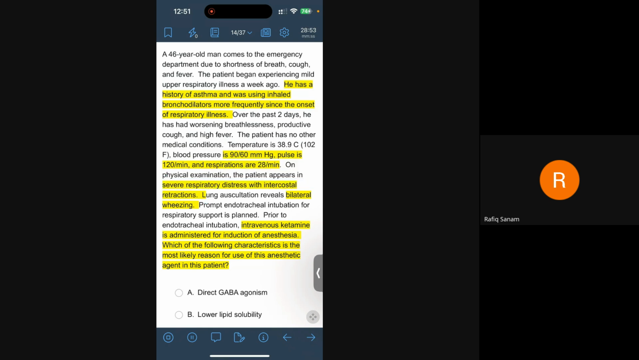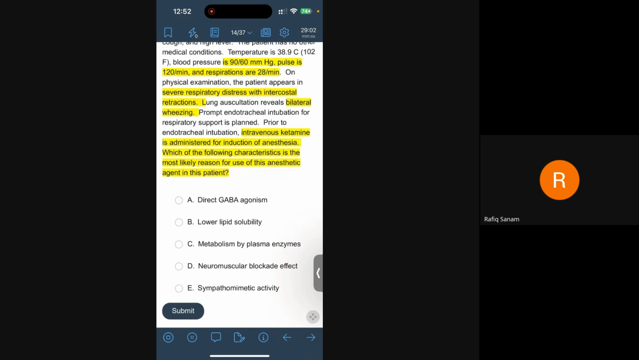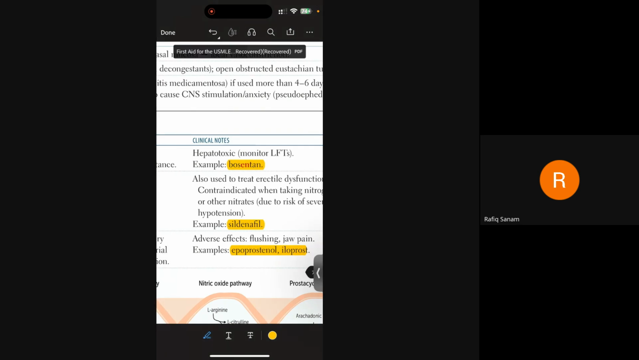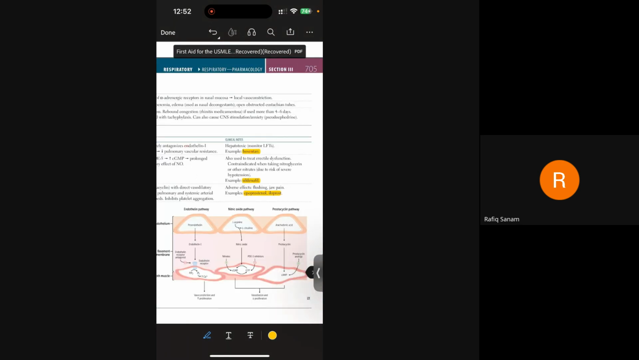So he is asking why we are using ketamine specifically in this patient. What is the benefit of ketamine in this patient for giving anesthesia? The patient is suffering from low blood pressure and also from an asthma attack. Okay, so let's see the effects of ketamine.